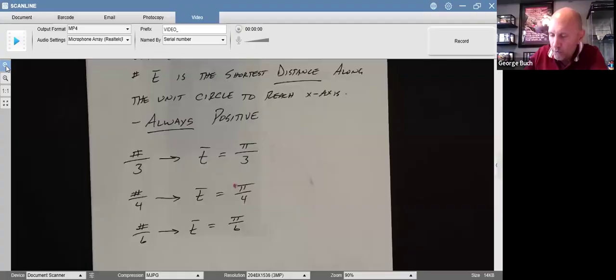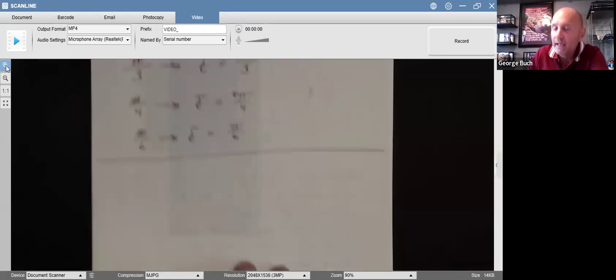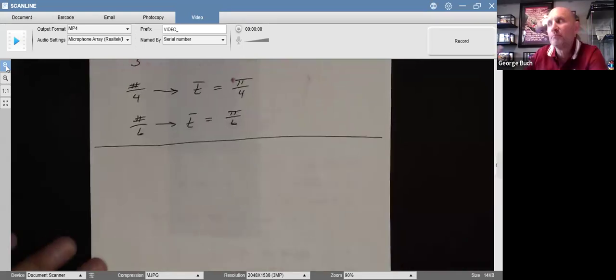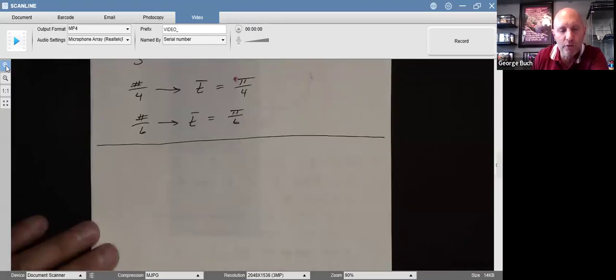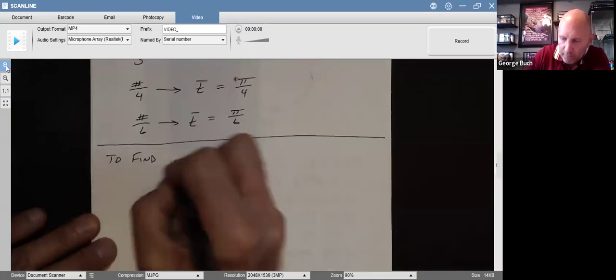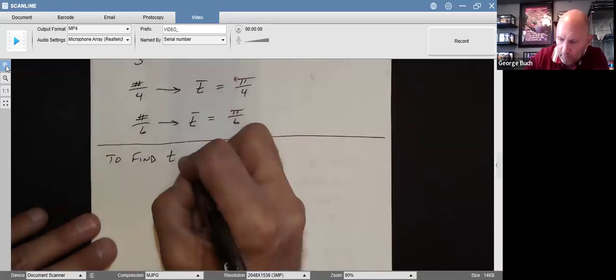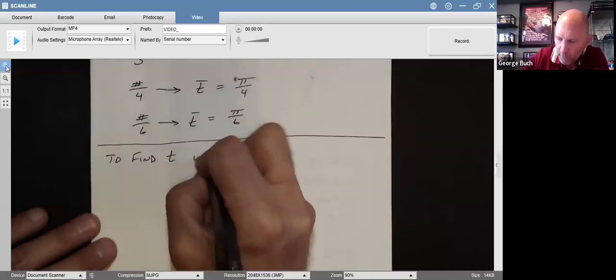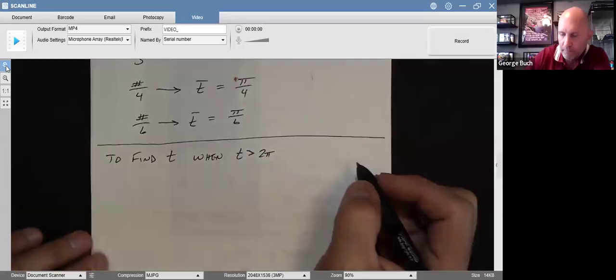So now, using this concept and using our unit circle, I can find any value I want, such as 111 pi over 4, even though it's not explicitly on my unit circle. How do I do that? So to find t terminal point coordinates when t is bigger than 2 pi, so when it's not on our unit circle.